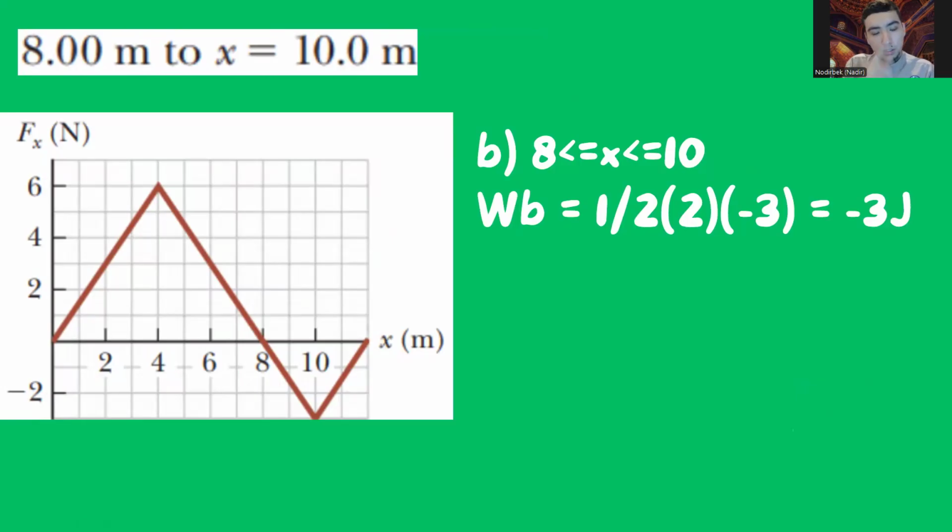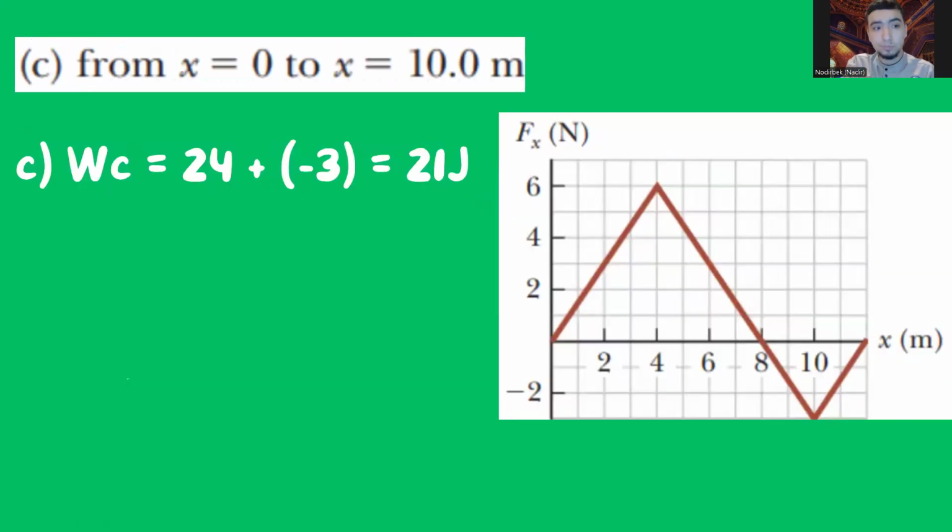In this example, we can see that the force is negative, which means the force is going to the left because it's going in the negative direction. So we're going to use the negative value of this force, which is -3. And then we can see that from 8 until 10 is just one triangle. So we still use the area of a triangle for this equation, which is 1.5 multiplied by the base, which in our case is the change in displacement, which is 2. 10 minus 8 is 2. And then multiplied by -3, which gives us just -3 joules.